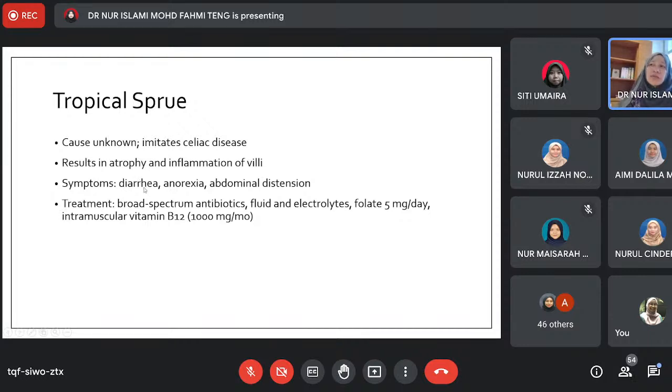For diarrhea, what can we do to tackle diarrhea? If the patient has anorexia, how do we tackle their anorexia? How do we get them to eat dense food? And for abdominal distension, we identify what causes abdominal distension and then we try to treat it.